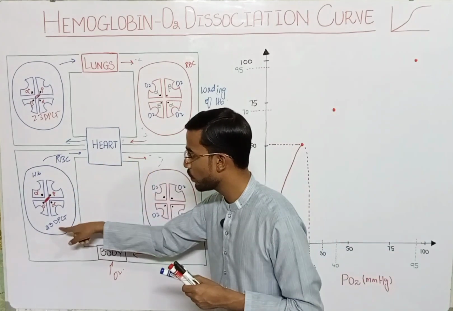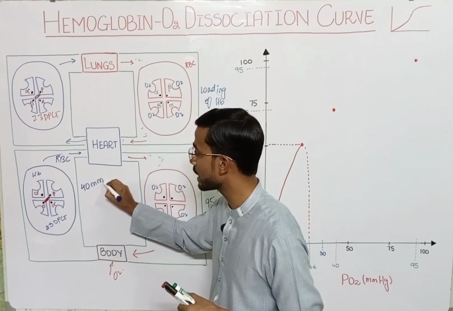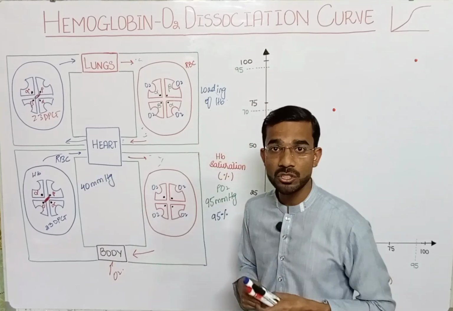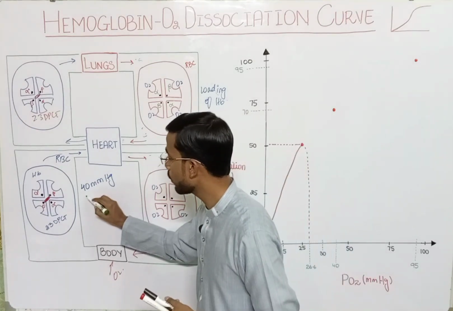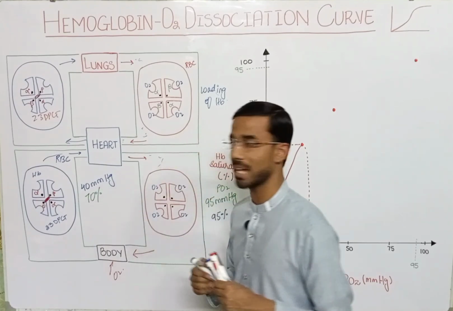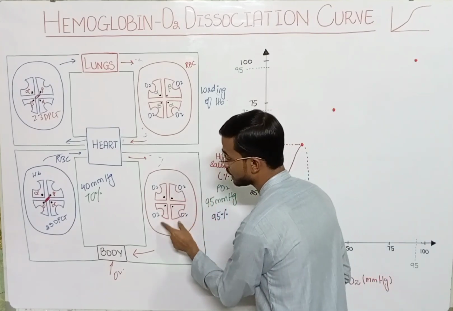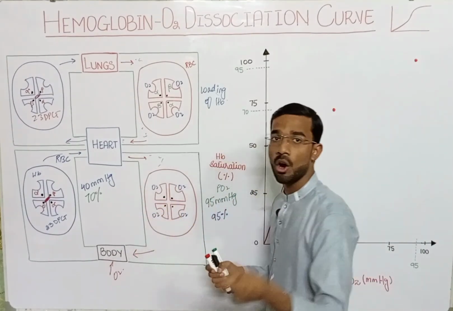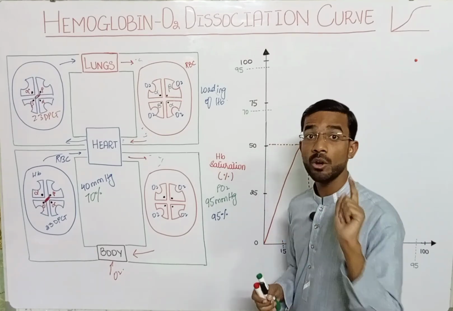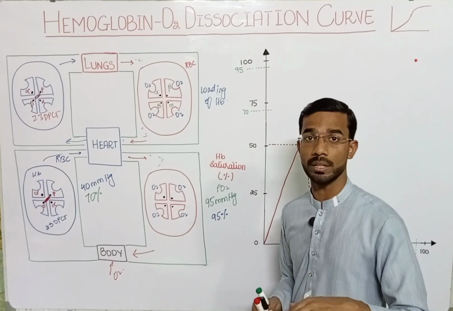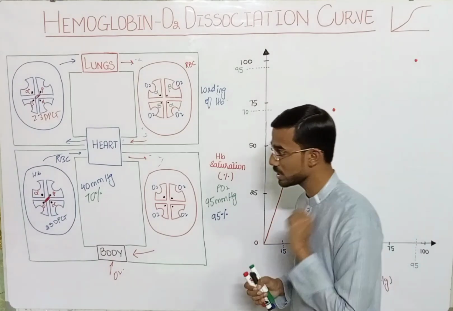Now if we move forward and talk about the vein, this is the arterial system, this is the venous system. In the vein the oxygen tension is 40 millimeters of mercury, and in that situation the hemoglobin is 70% saturated. This is another important point. Keep in mind that in the body the oxygen is unloaded by the hemoglobin, but not all oxygen is unloaded. Some amount of oxygen is still present on the hemoglobin.